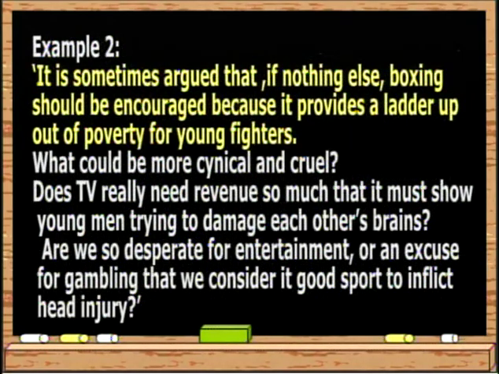It is sometimes argued that if nothing else, boxing should be encouraged because it provides a ladder up out of poverty for young fighters. What could be more cynical and cruel? Does TV really need revenue so much that it must show young men trying to damage each other's brains? Are we so desperate for entertainment or an excuse for gambling that we consider it good sport to inflict head injury?